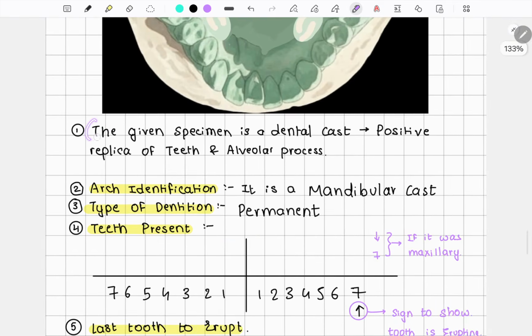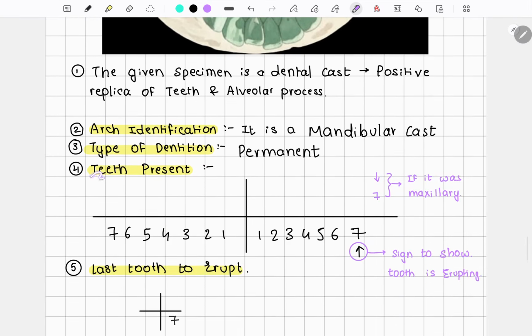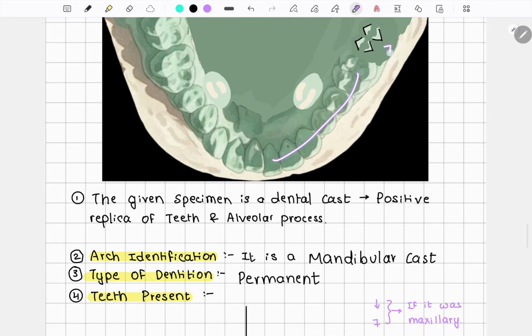The first points remain the same. The given specimen is a dental cast, positive replica of teeth and alveolar process. Arch identification, it is a mandibular cast. Type of dentition, it will be permanent dentition, as 7 teeth are present on each quadrant. Then teeth present will be 1, 2, 3, 4, 5, 6, 7 on this side, and over here this 7th tooth, that is the second molar, is still erupting.